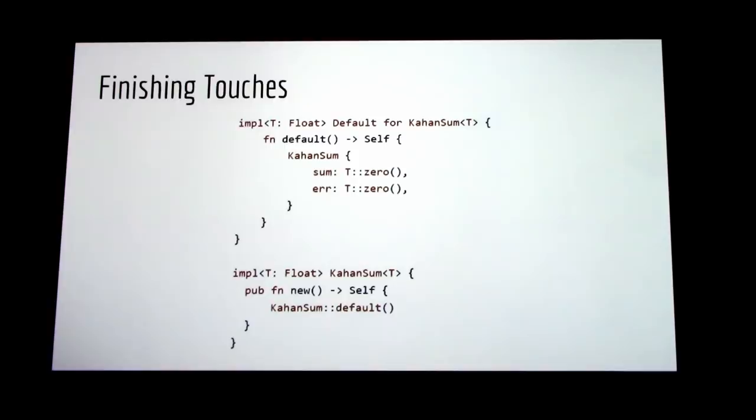And finally, a few nice things to implement. If you have a nullary constructor, it is really nice to just implement Default for it. Default is just a trait that says, call default and I'll give you a basic default value. And then if you have a nullary constructor like new there, just implement it in terms of default.